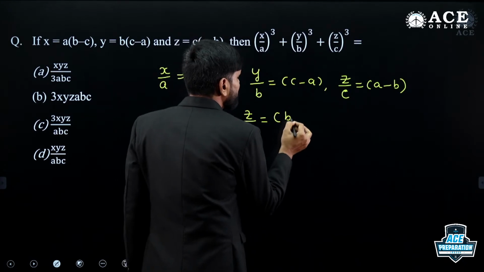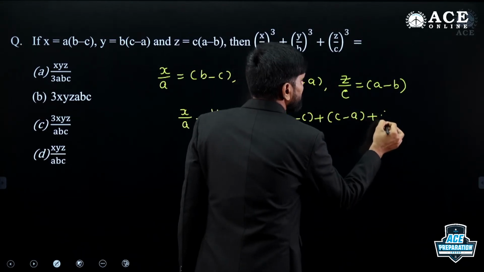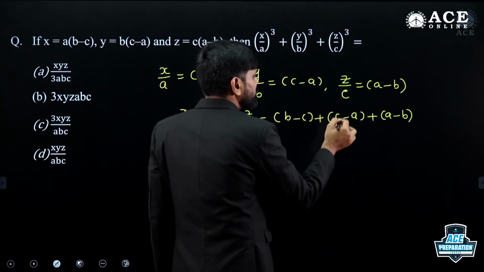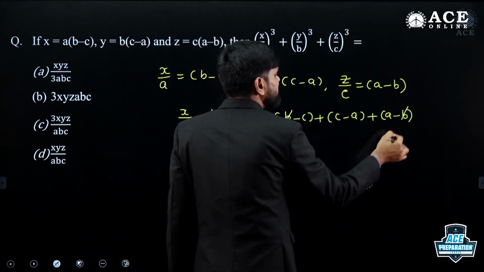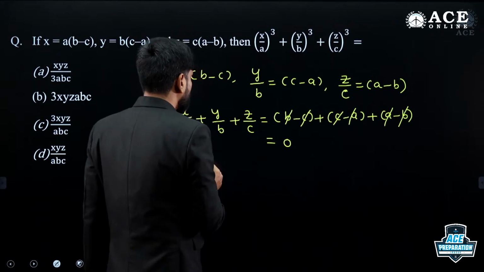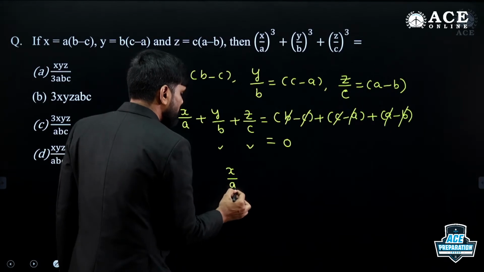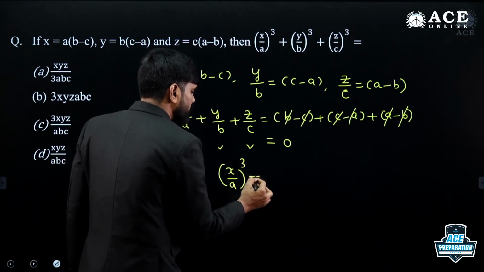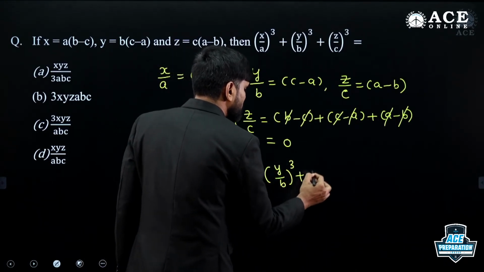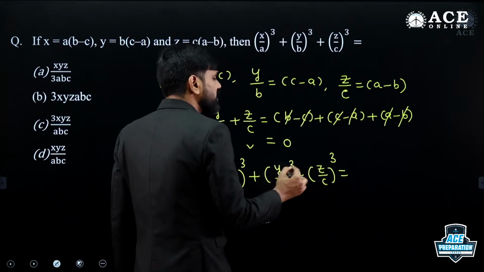This is adding up to b minus c plus c minus a plus a minus b. That is giving you how much, dear? So here everything is going to get cancelled: plus b minus b, plus a minus a, plus c minus c. That gives you 0. It is now looking like a plus b plus c equal to 0. Hence I can now say that a cube, in place of a I have x by a cube, plus b cube, that is y by b cube, plus c cube, in place of c I have z by c cube, is equal to 3abc.